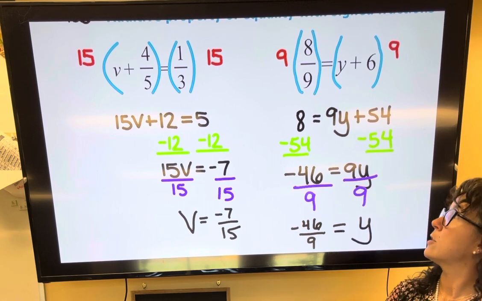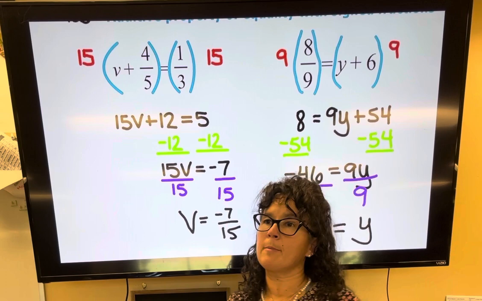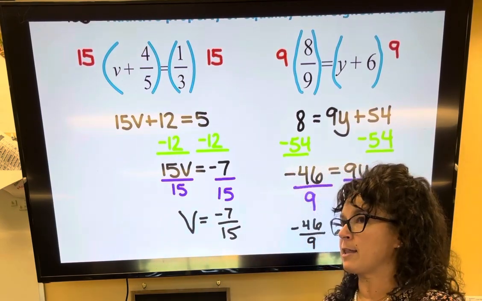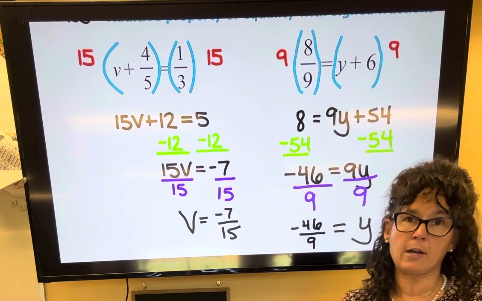So in summary, if you have more than one fraction, multiply the denominators together and then multiply both sides by that number. If there's only one fraction, multiply both sides by that denominator.